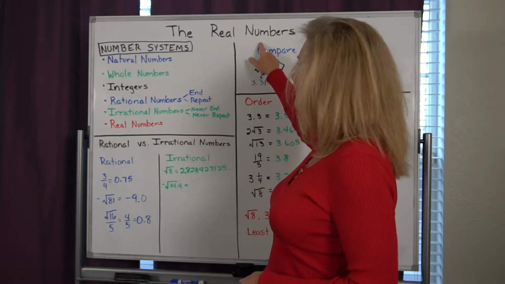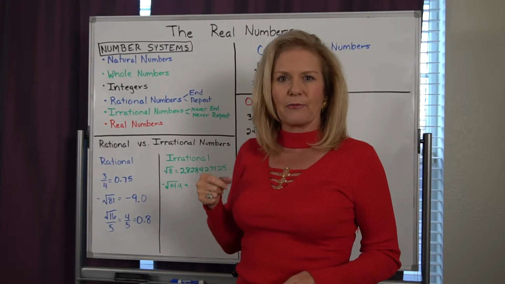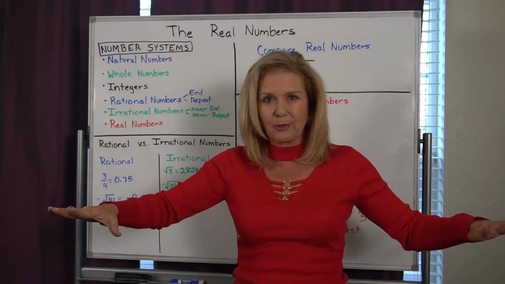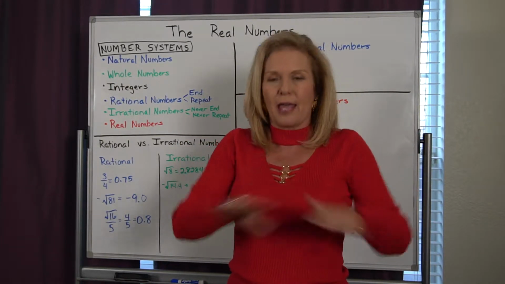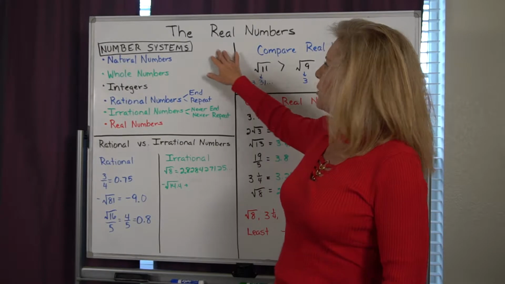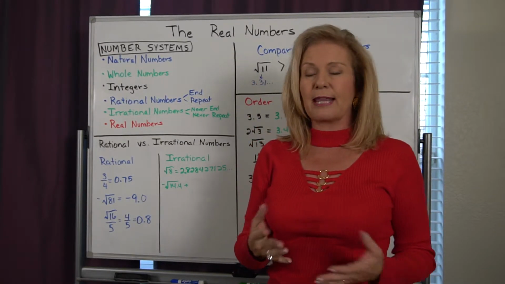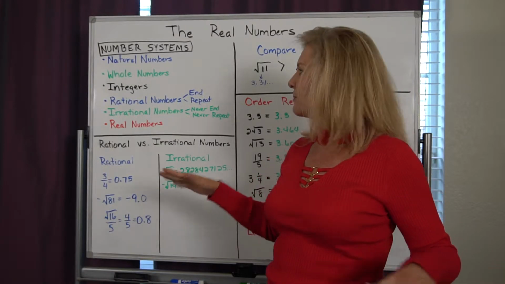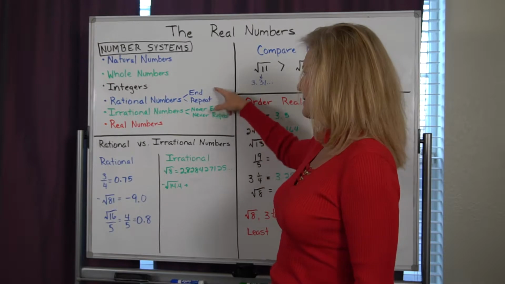Now the real numbers are every single number system before it. They include every number that exists. So the moment we're in the real numbers, we're working with every number. Now the real numbers, we can compare them, we can order them. Everything we've done with the other numbers we'll do in this system. The key, it's the decimals.